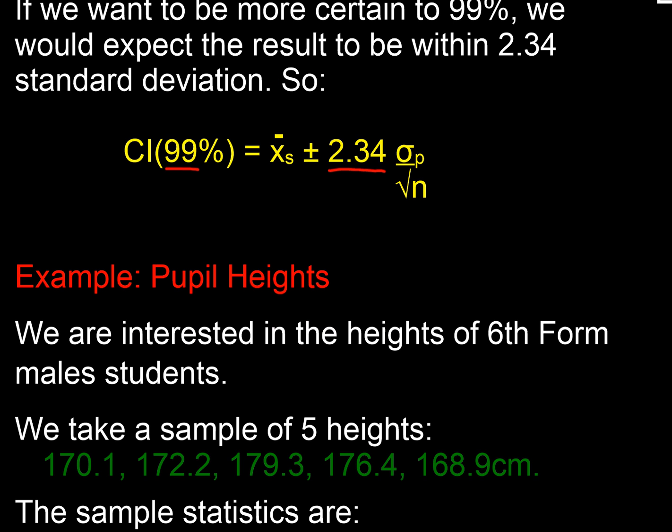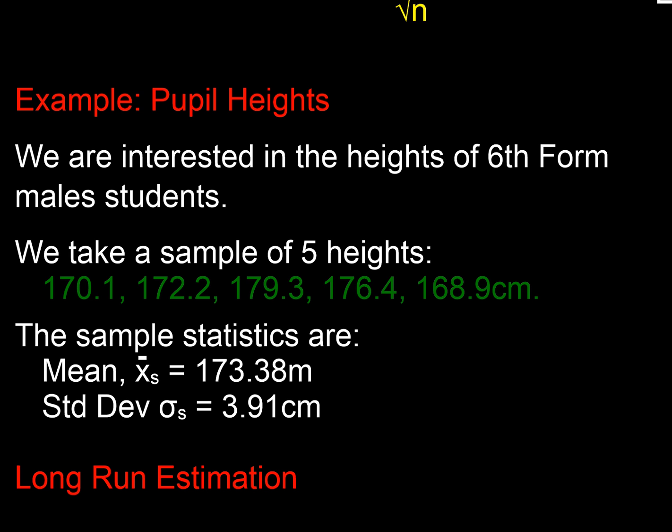Let's use an example here, pupil heights. We're interested in the heights of sixth form male students, and we take a sample of 5 students and we get these heights: 170.1, 172.2 through to 168.9. For that sample we got 2 statistics. The mean of that sample is 173.38, and the standard deviation of that sample is 3.9, which we may use later on. So we've got 2 ways of doing it.